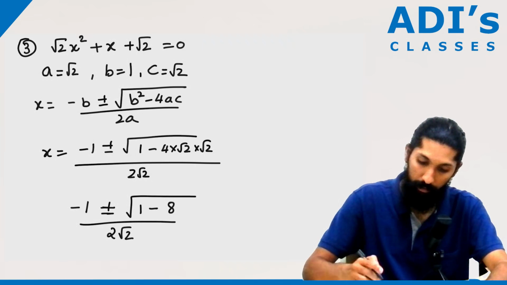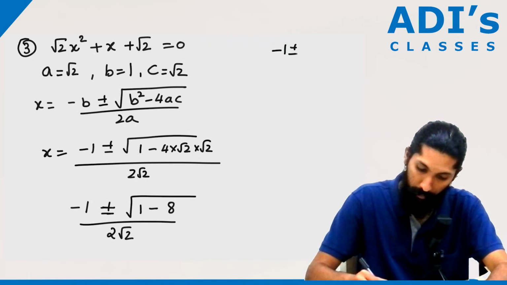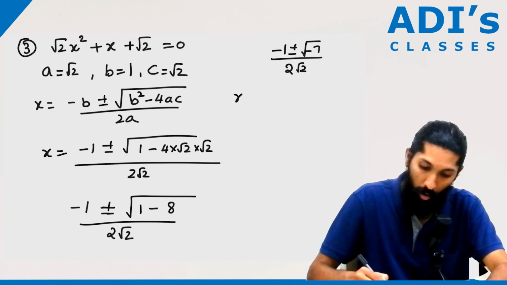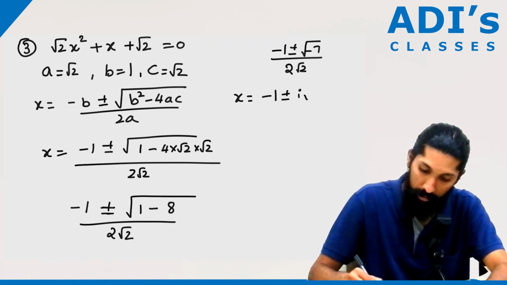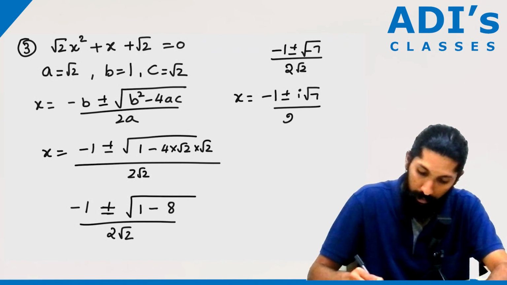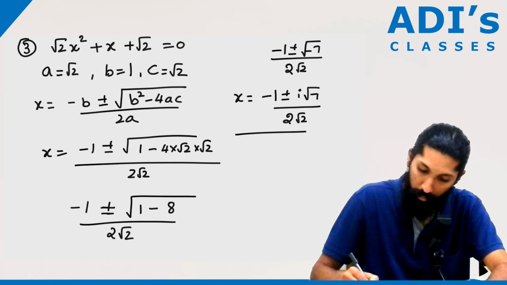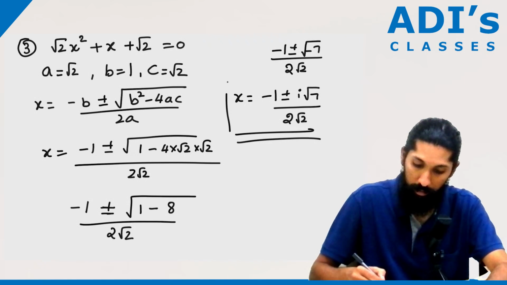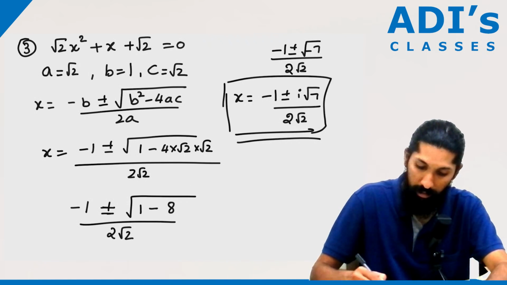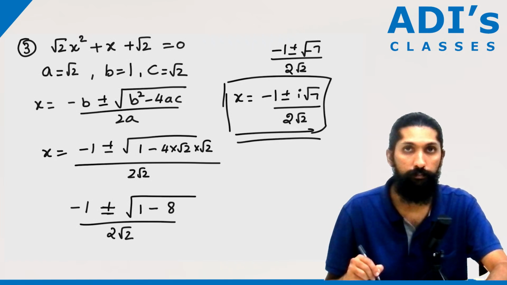Again, you are going to get minus 1 plus or minus root of minus 7 divided by 2 root 2, or the x value is minus 1 plus or minus I into root 7 divided by 2 root 2. This is the answer for the third question.